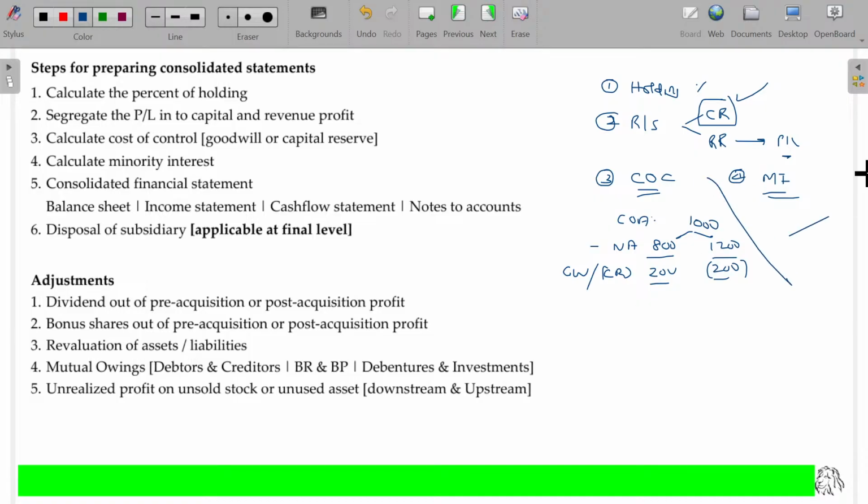Shares held by outsiders. Step number 4. Step number 5, then you can prepare the consolidated financial statement. These are the 5 predominant steps you have to understand.